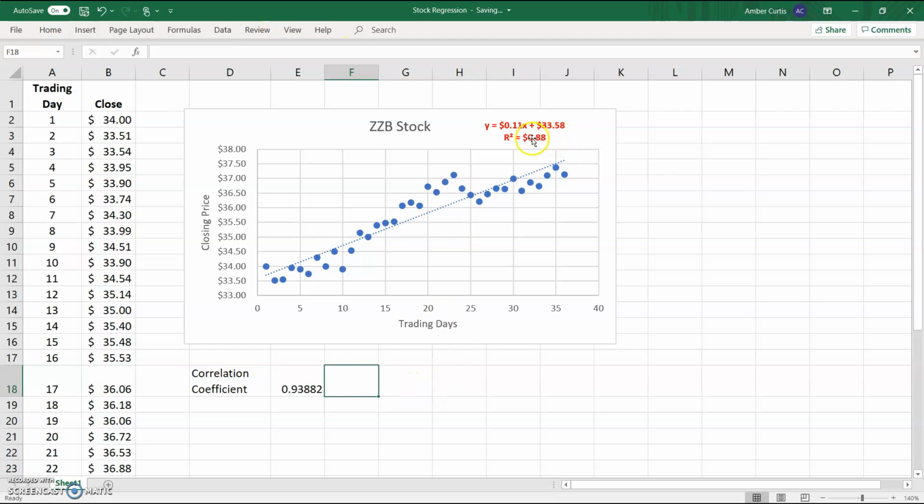Now, like I said before, this r-squared value that we get from our chart here is actually going to be the square of this correlation coefficient. Now, let me show you what I mean. So the 0.88 is the square of this number. So if I were to square root our 0.88, you'll notice that we get approximately the same number. So if you would like, you can actually get this correlation coefficient simply by square rooting this r-squared value, or in this case, the square root of 0.88.